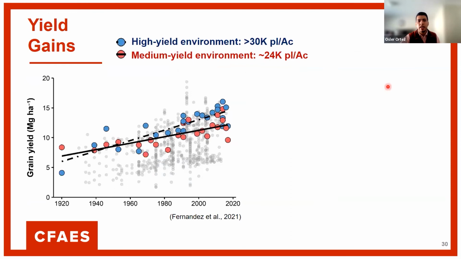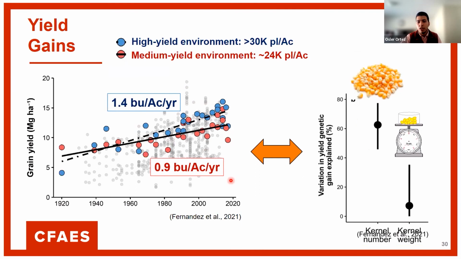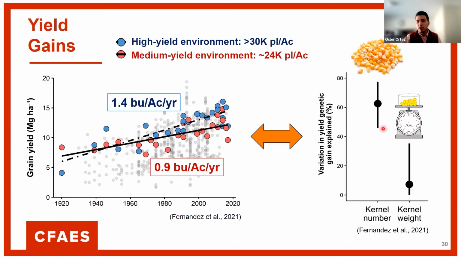Some of the yield gains have been driven by different aspects, but we see that high yielding environments have increased about 1.4 bushels per acre per year, whereas lower yielding environments are at about 1 bushel per acre per year. The main driving factor, kernel number. So it seems to be anywhere from 50 to almost 80% of those yield gains have been due to more kernel number per unit of area.